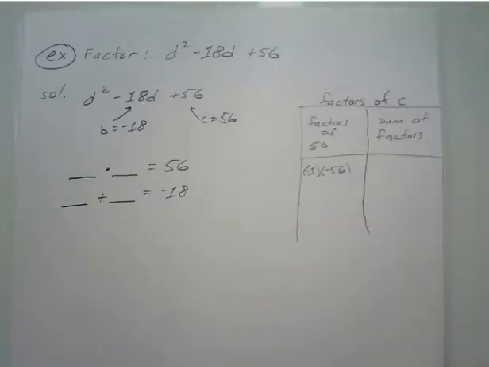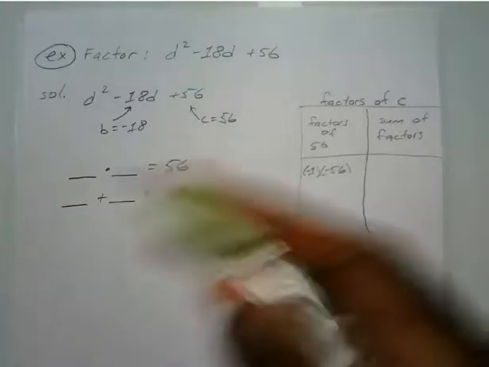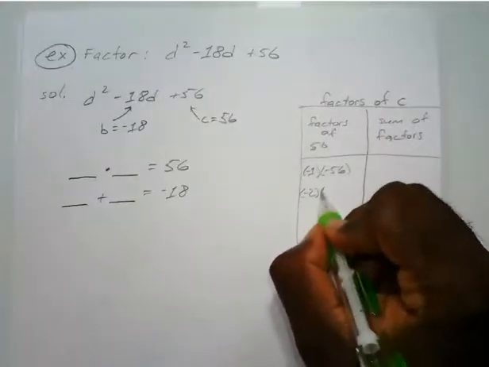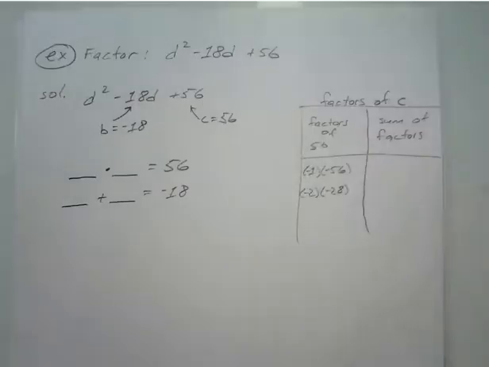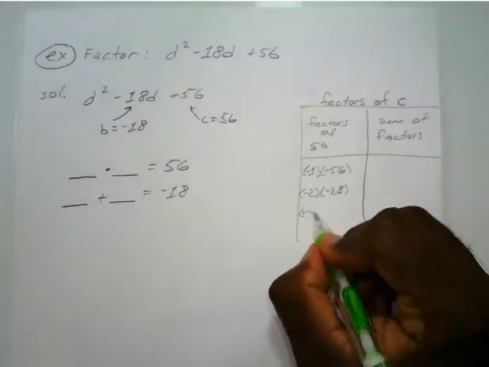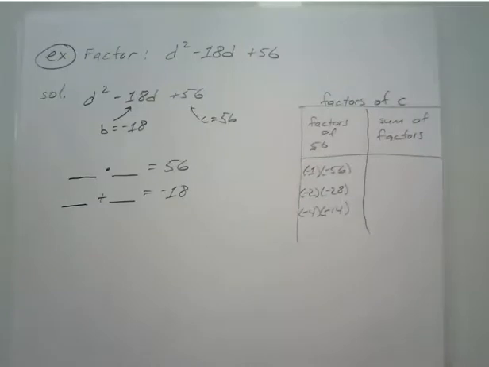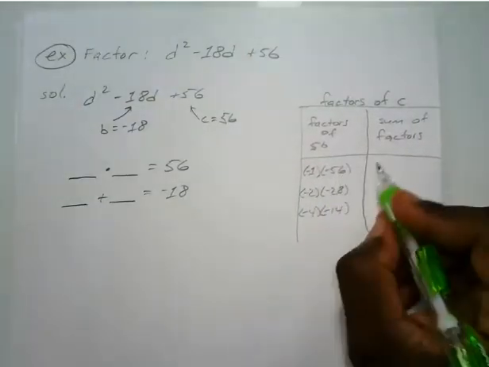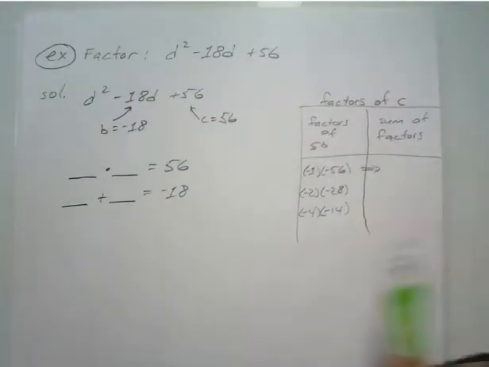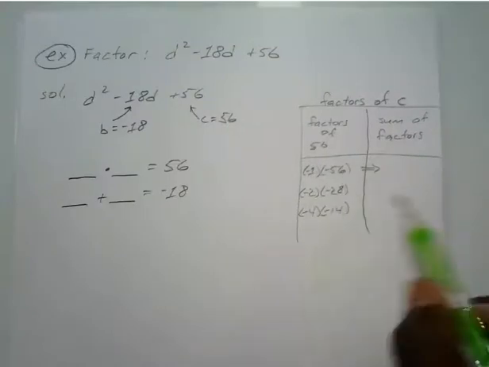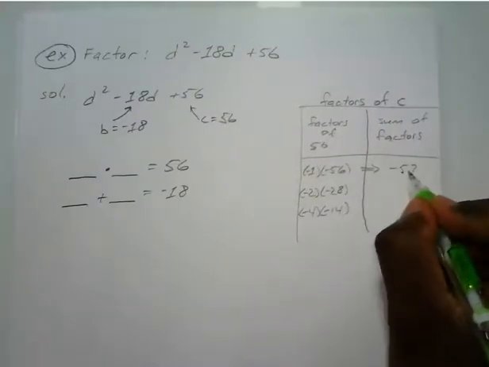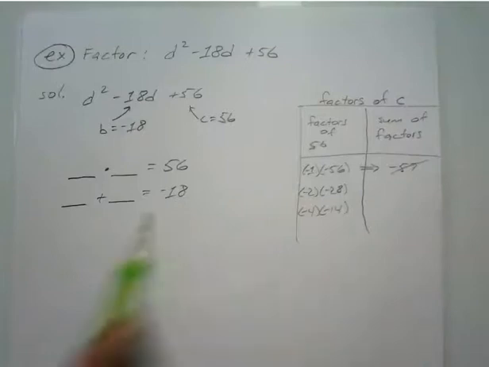Okay, because that's 56. We can do 2 times 28 is 56. So -2 times -28 is 56. We can do -4 times -14. -4 times -14 is 56. Okay, so now if we add those together, -1 plus -56 is -57. Okay, so that's not -18, so we're not going to use that.